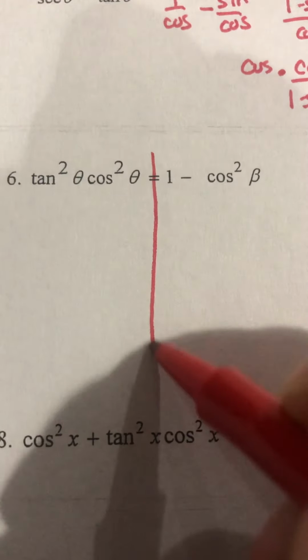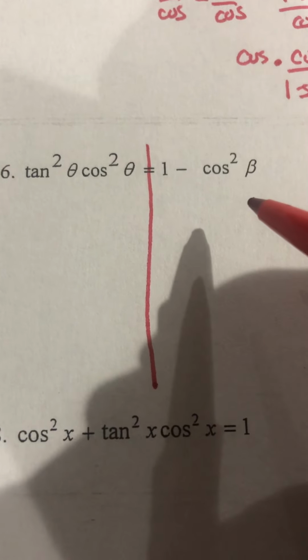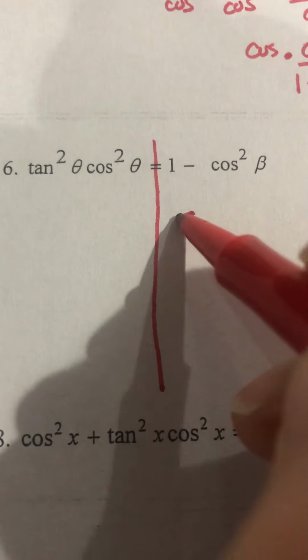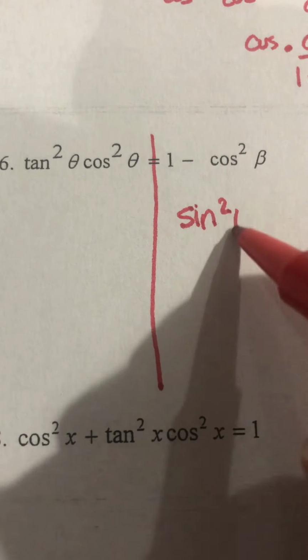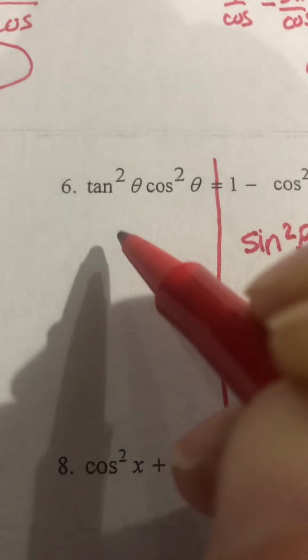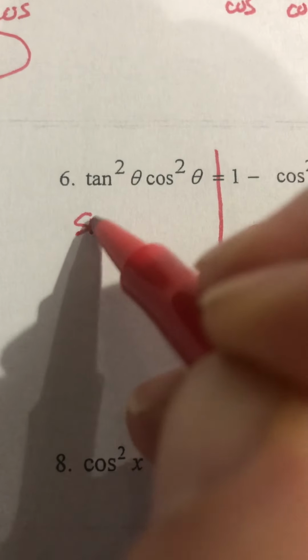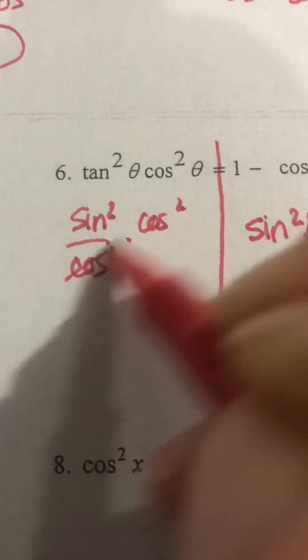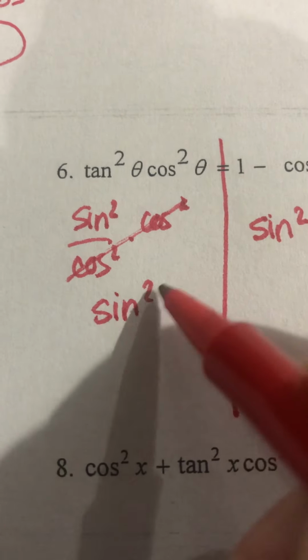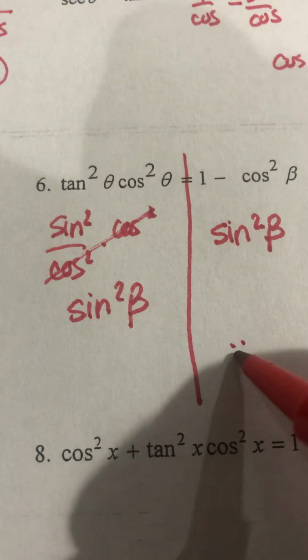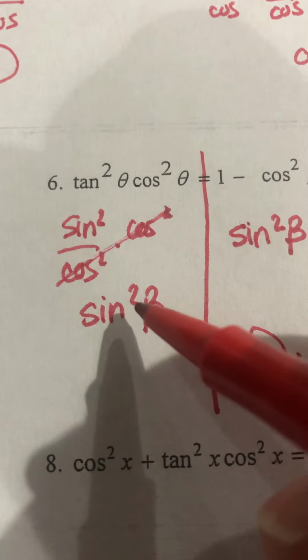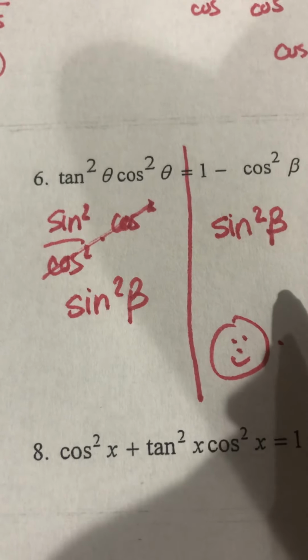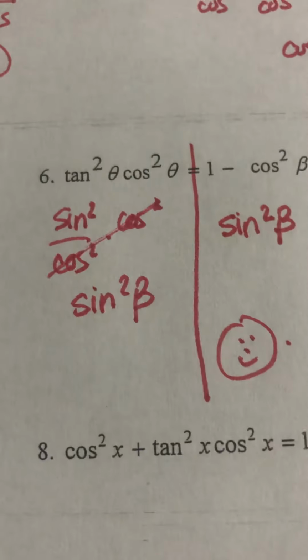Let's see. Here, if I put a line down here, 1 minus cos squared, I know that's going to be the same thing as sine squared. Again, for my spin-off, I'll add the beta. And then here, tan squared is sine squared over cos squared times cos squared. That's going to cancel, so I'm just going to get sine squared. And it's fine to work with each side, right? So I simplified this side, I simplified that side, and now those two sides match.